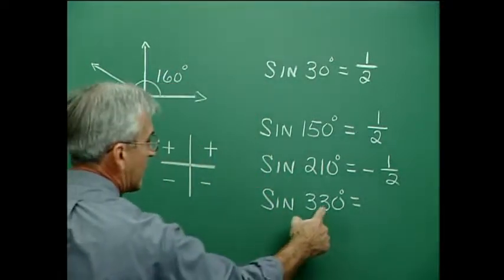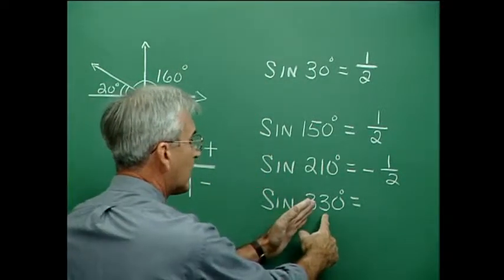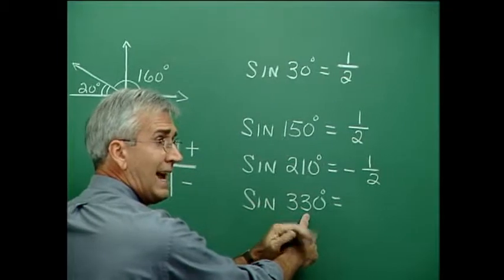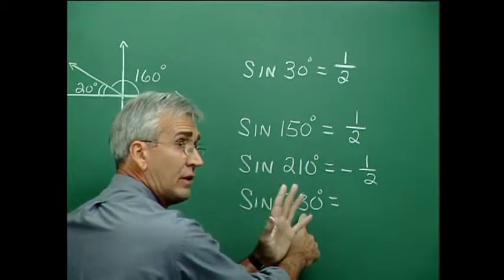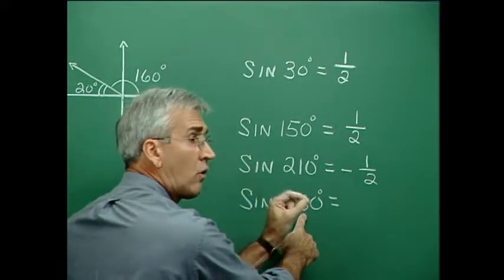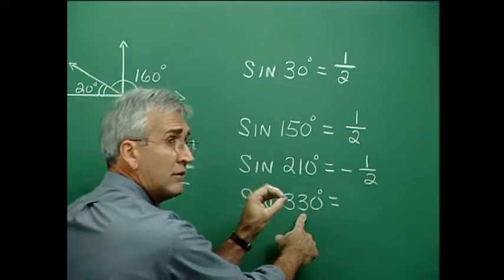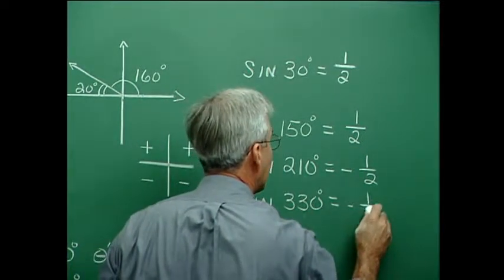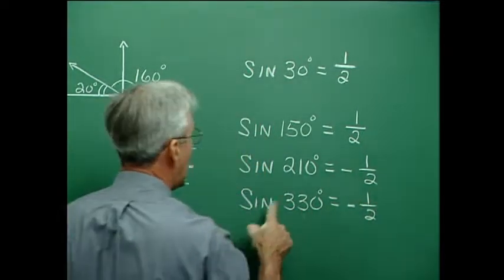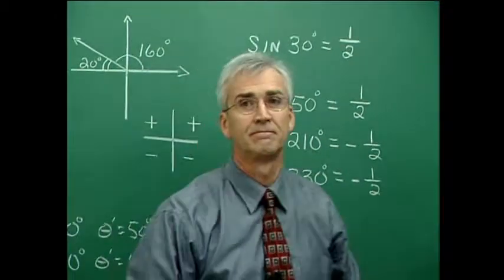And for the sine of 330, well, 330 degrees is in the fourth quadrant, and the reference angle is, let's see, 360 minus 330, that's a 30-degree angle. But we're in the fourth quadrant, and the sine function is negative in the fourth quadrant, so again, we get negative 1/2 for the sine of 330 degrees.